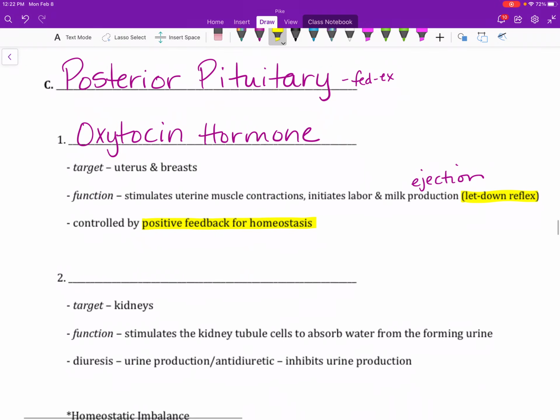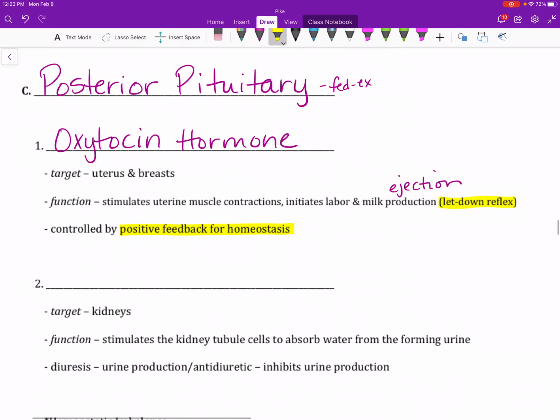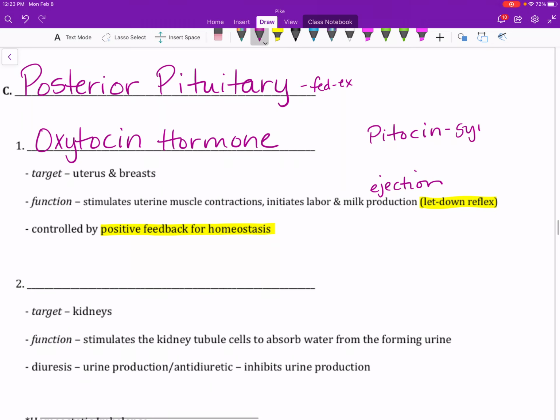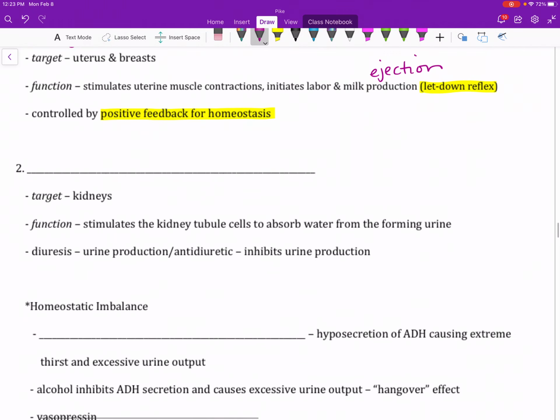And so females that have their labor induced are actually going to get a synthetic form called Pitocin. Pitocin is synthetic oxytocin. So when you ever hear of a woman being induced, or if her labor is progressing slowly, which is what happened to me with my twins, I was given Pitocin to kind of jumpstart that delivery. And so that just triggers that uterus to contract and that milk to come out. So that's positive feedback.